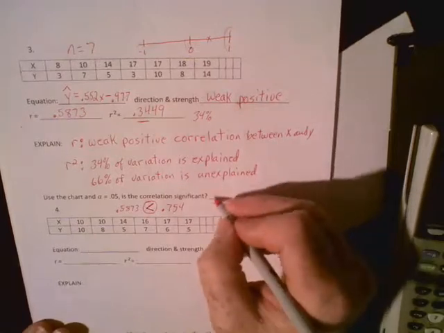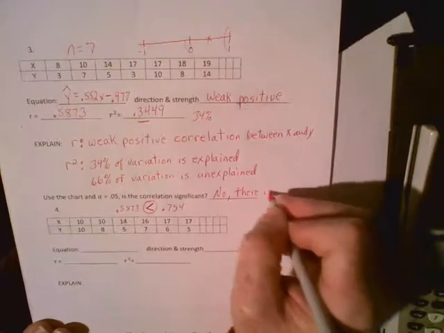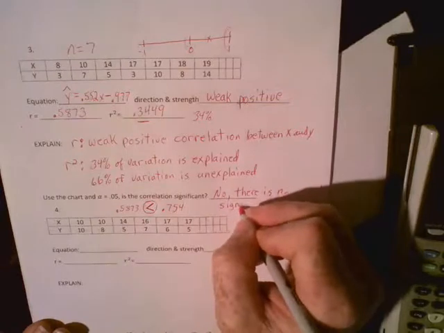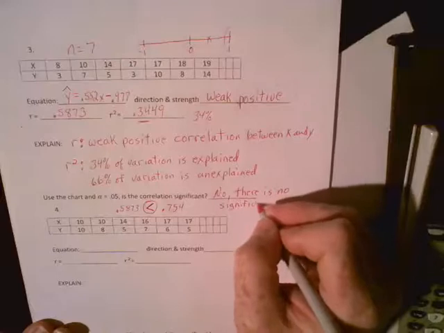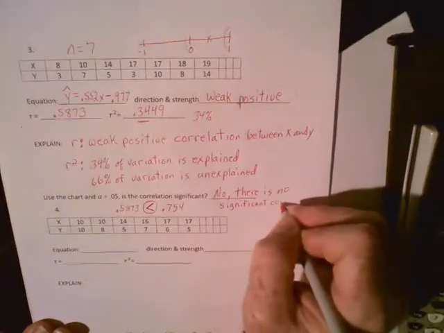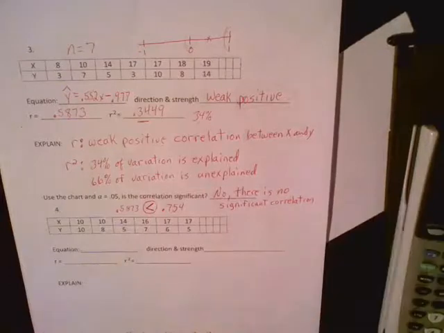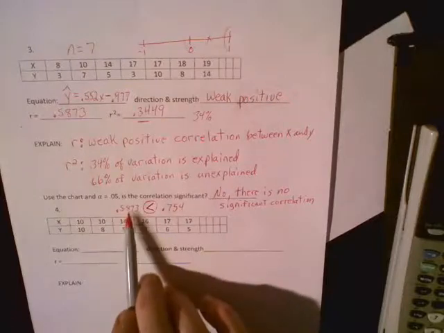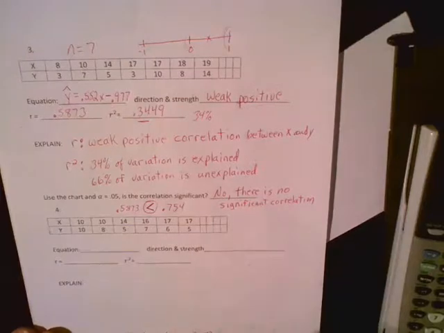So that allows us to say no, there is no significant correlation, or the correlation is not significant. So since our number from the chart was bigger than our r, we can say that whatever correlation there is isn't really significant, and it doesn't really mean a whole lot.